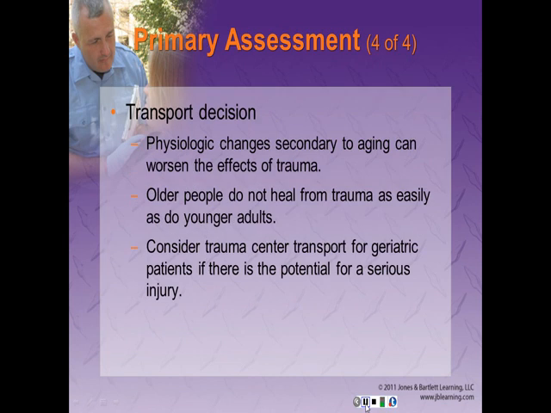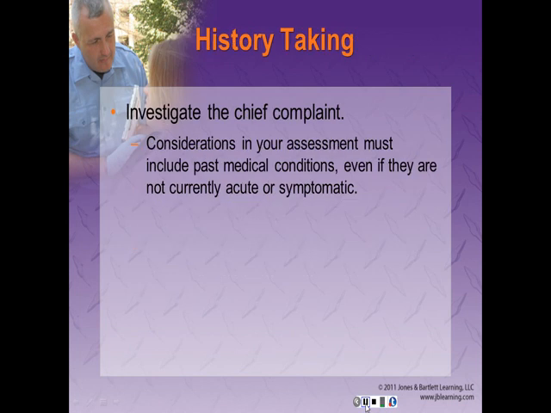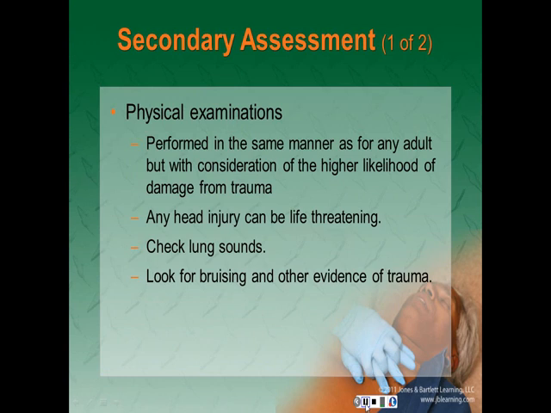Make your transport decision. Remember, the physiologic changes secondary to aging can worsen the effects of trauma, and that older people do not heal from trauma as easily as do younger adults. Consider trauma center transport for geriatric patients if there is a potential for serious injury. Investigate your chief complaint. Considerations in your assessment of the patient's condition and stability must include past medical history, even if they are not currently acute or symptomatic.